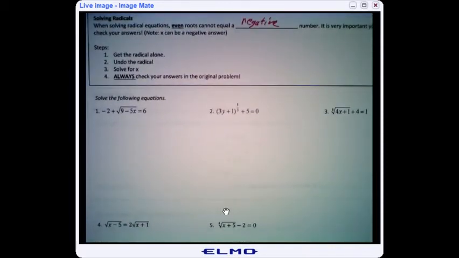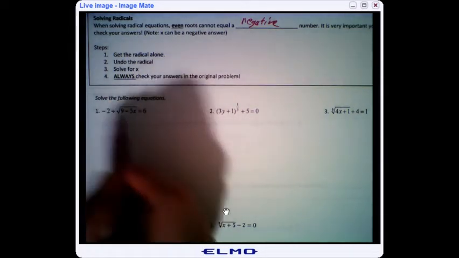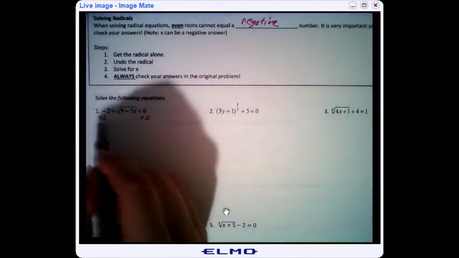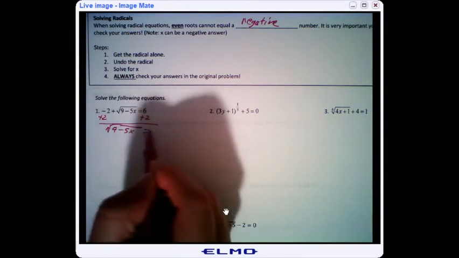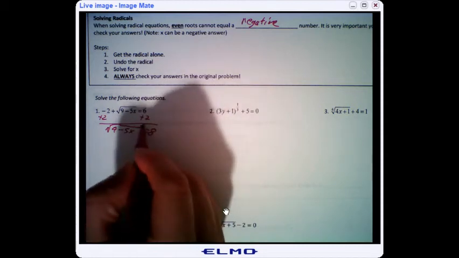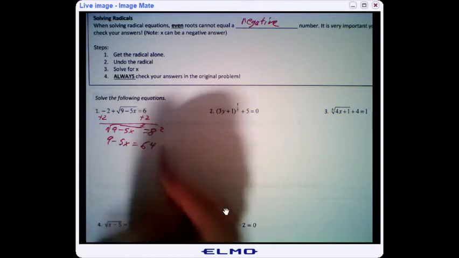So for number 1, we're going to solve this. The first thing is to get the radical alone. So this minus 2 is on the same side as the radical, so we're going to add 2 to both sides first. So we'll get the square root of 9 minus 5x equals 8. Now we undo the square root by squaring both sides. So 9 minus 5x equals 64. And then we're going to solve normally.